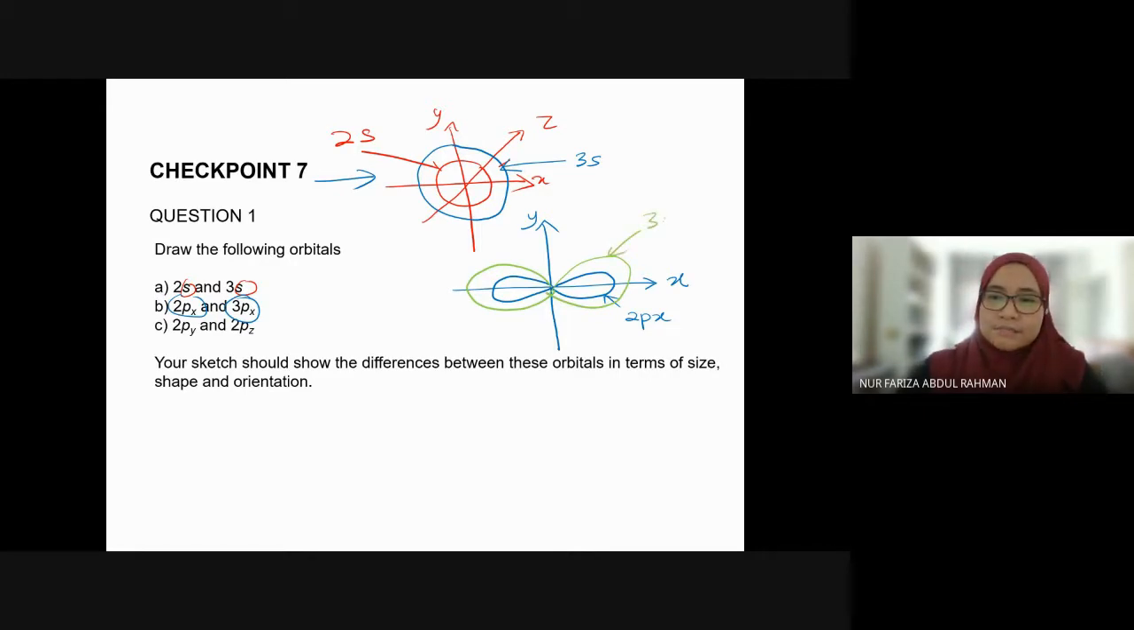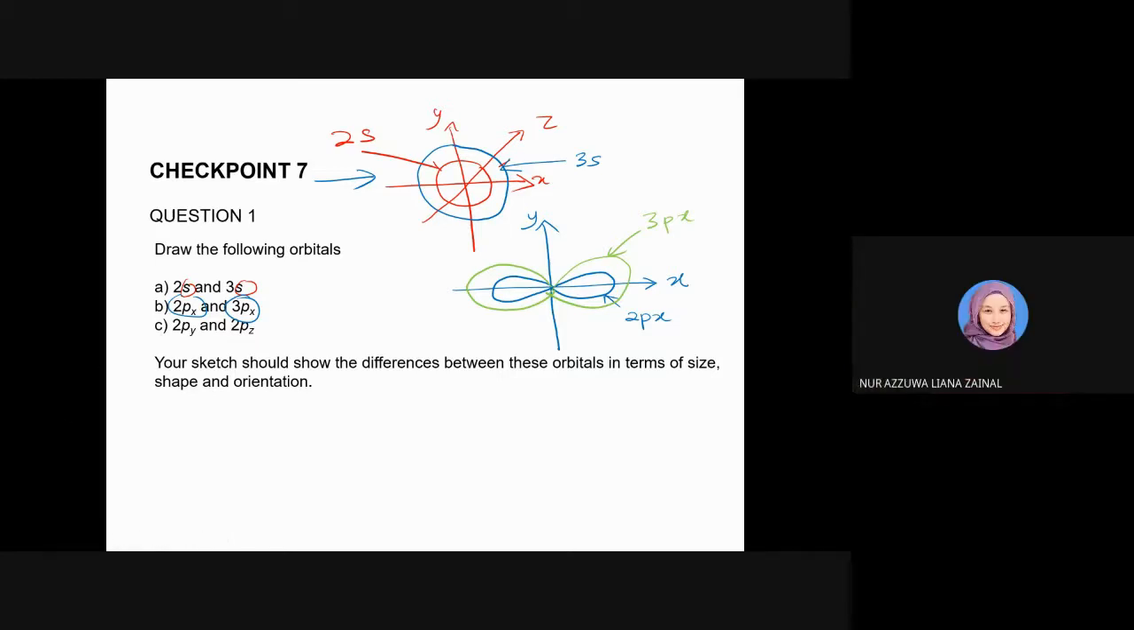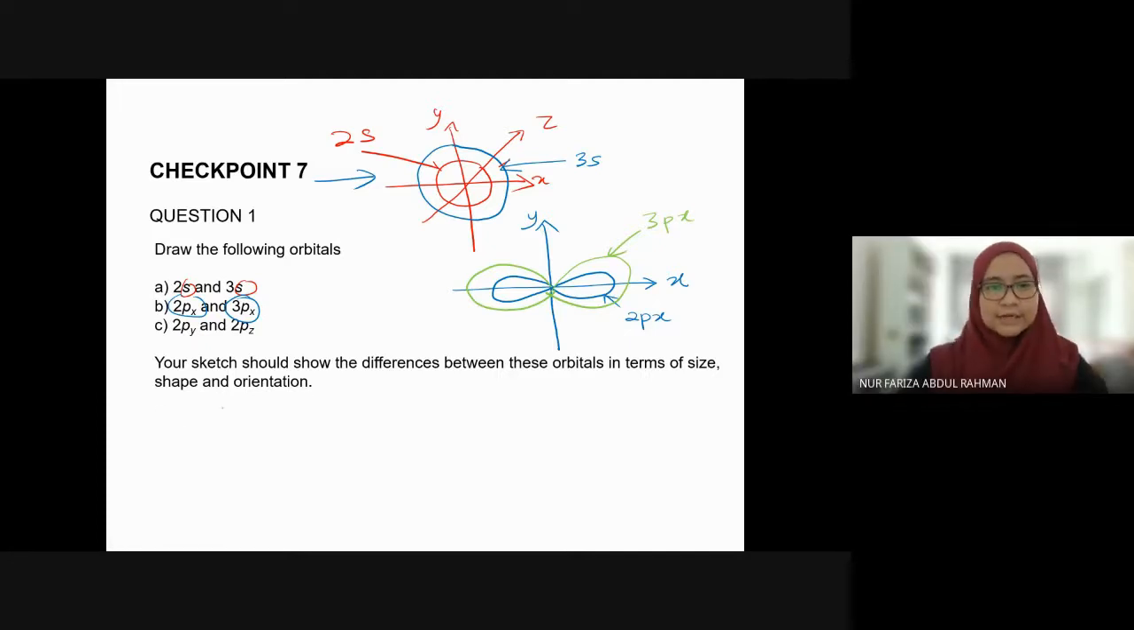This is 3px. Okay, they have the same axis, because they differ only in terms of n, the value of n. Alright, next will be the py.